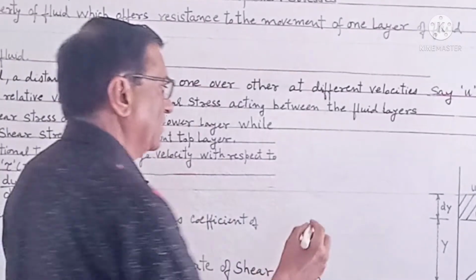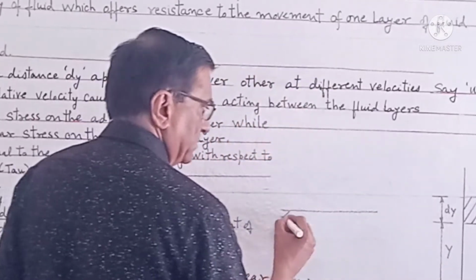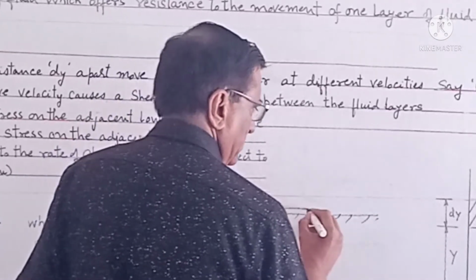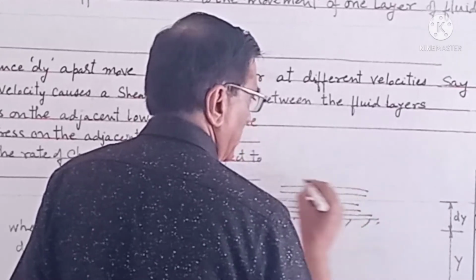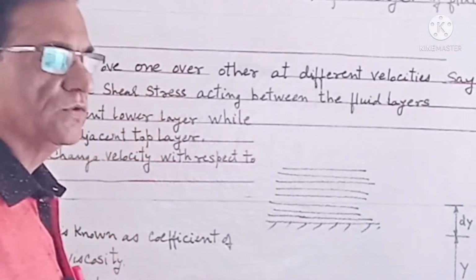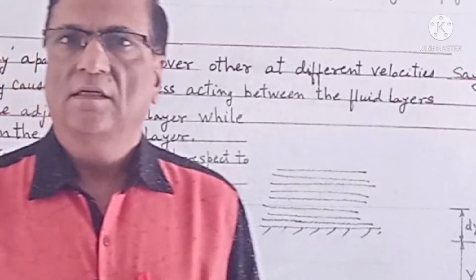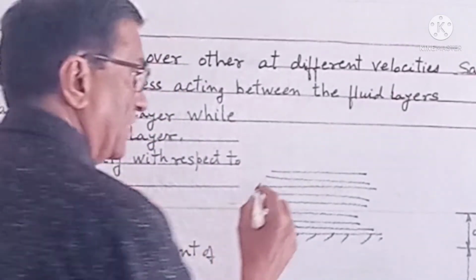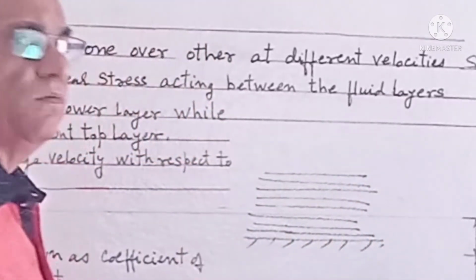Suppose fluid is flowing on this surface. This is plane surface. We will assume that it is flowing in the form of different layers. So viscosity may be defined as the property of fluid by virtue of which it offers the resistance of one layer to the adjacent layer under the action of shear stress.